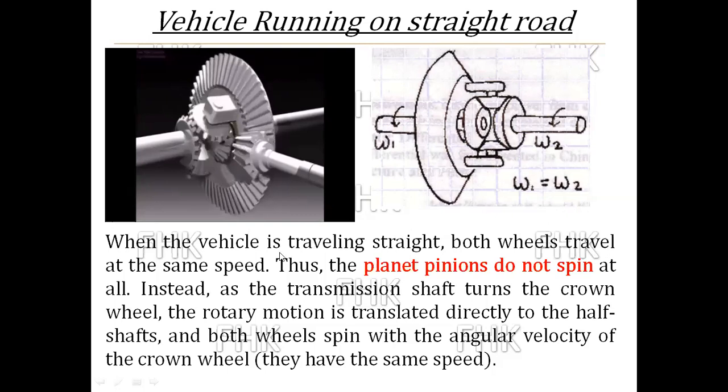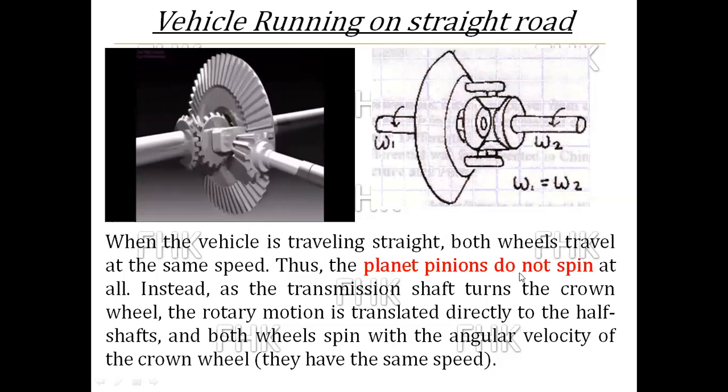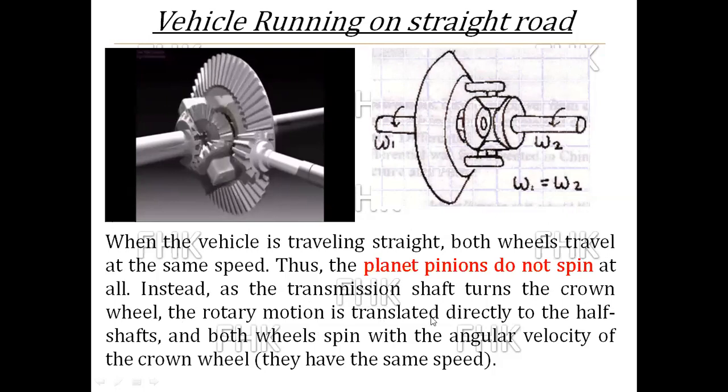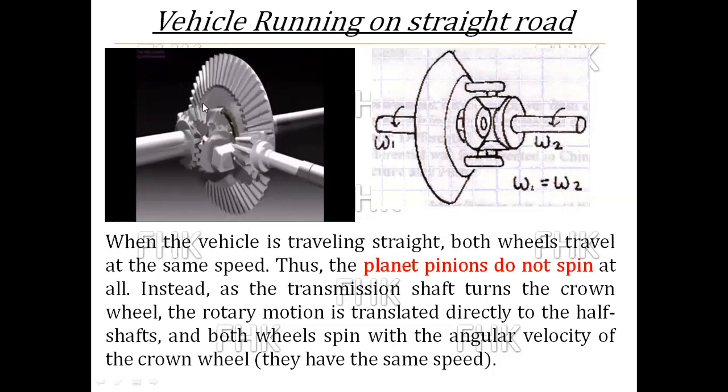So when the vehicle is moving along a straight path, the planet pinion is not rotating. Instead, as the transmission shaft turns the crown wheel, the rotary motion is translated directly to the half shaft or half axle, and both wheels spin with the angular velocity of the crown wheel. See here, the motion is given to the crown wheel, and along with the crown wheel the cage is also rotating, but there is no relative motion.